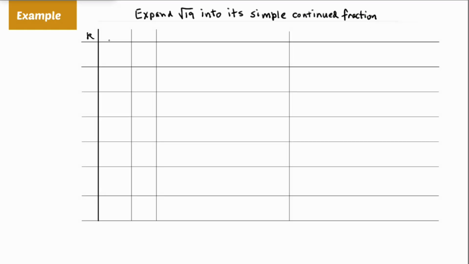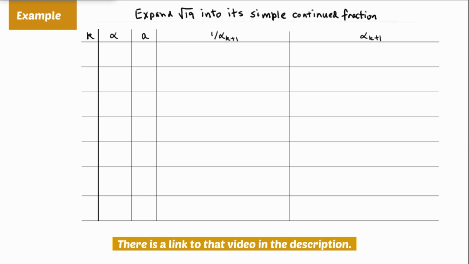The table has a column for k, alpha, a, 1 over alpha k plus 1, and alpha k plus 1. If this seems foreign to you, please watch another video that covers the basic process of expanding numbers into simple continued fractions. In a nutshell, what we'll do is repeatedly break numbers, the values of alpha in particular, into their integer and fraction parts. So you can think of some of the column headings like this. Alpha equals a plus 1 over alpha k plus 1.